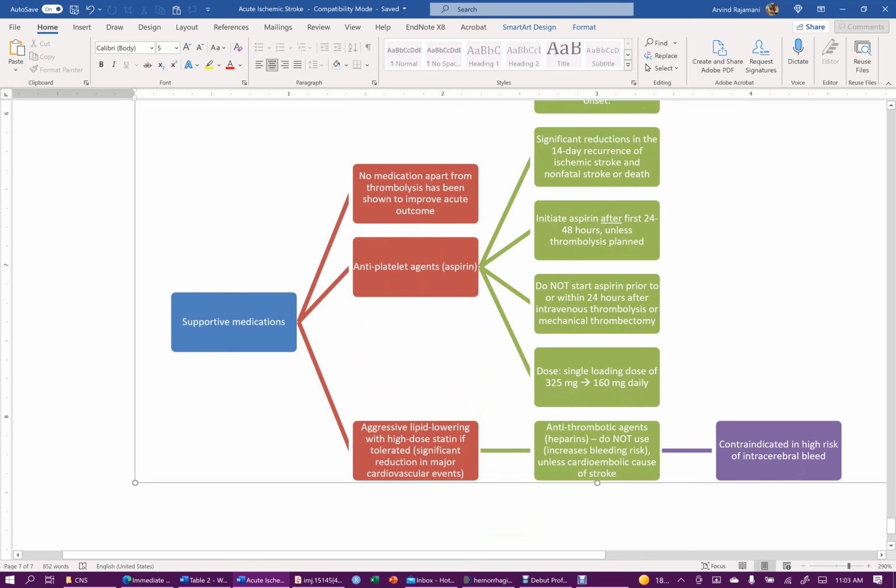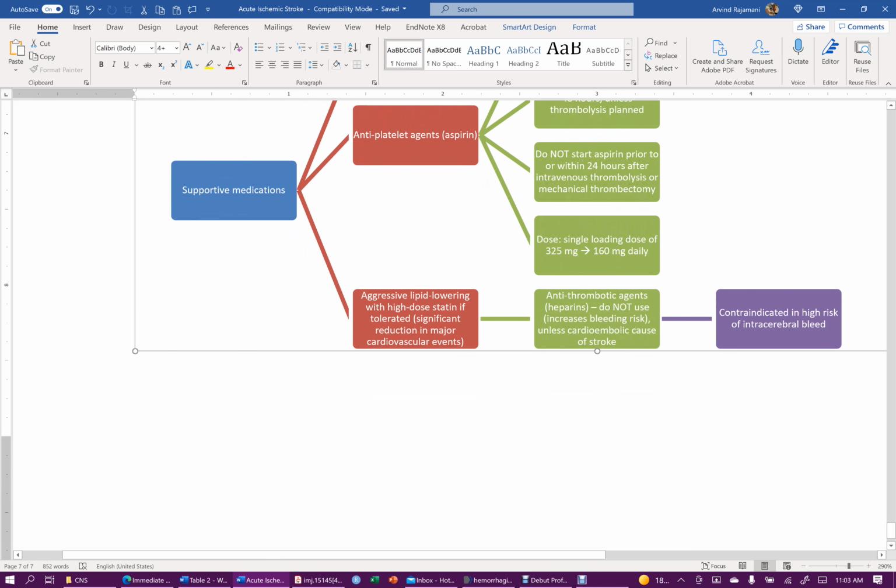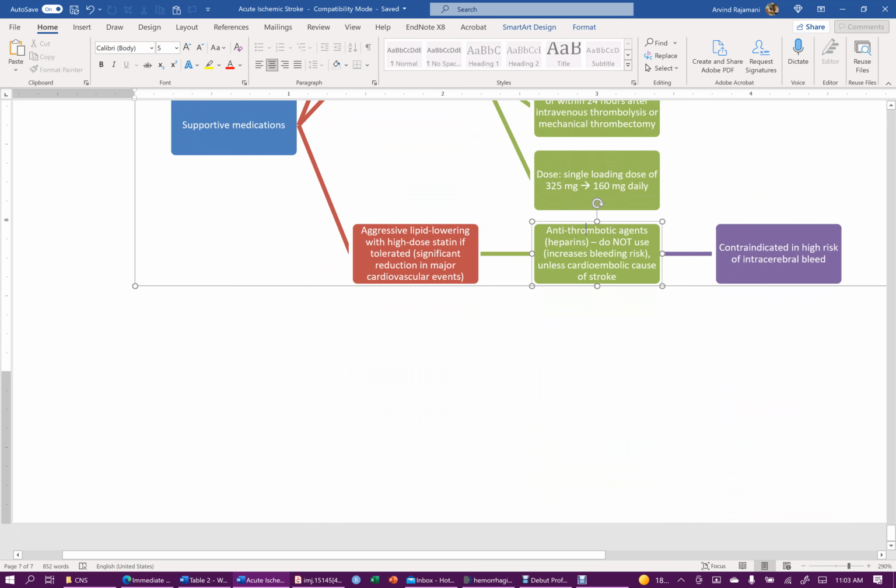Aspirin does work, it reduces the risk of ischemic stroke, and therefore you initiate aspirin unless you are planning thrombolysis. If you're planning thrombolysis, don't give it until you've done the thrombolysis, so for the first 24 to 48 hours after the thrombolysis. Then lipid lowering is useful for generally reducing the cardiovascular risk, so there is a reduction of cardiovascular events. Just give aggressive, so high-dose statins. If it's not well tolerated, then you can give something else.